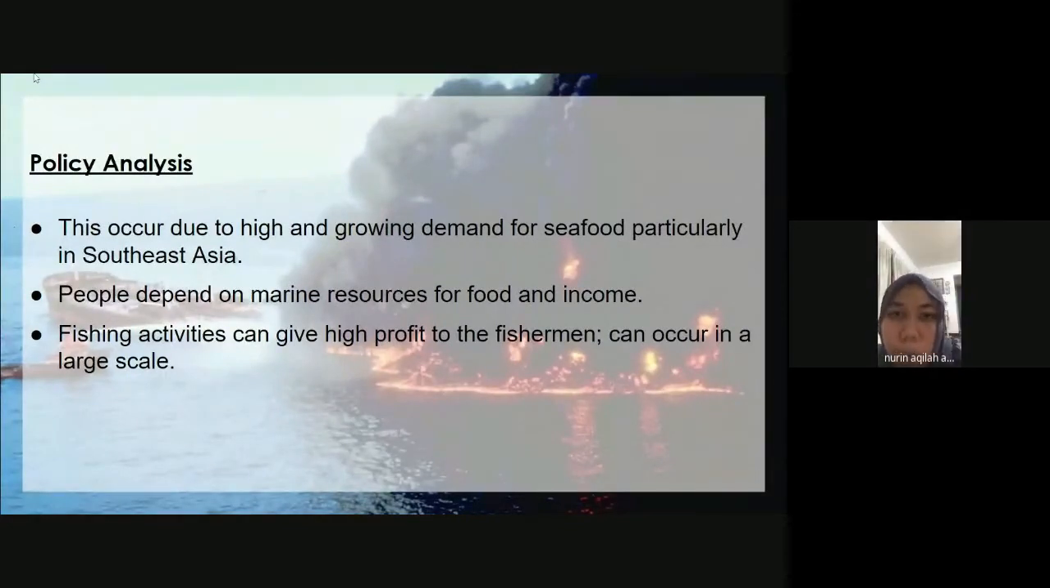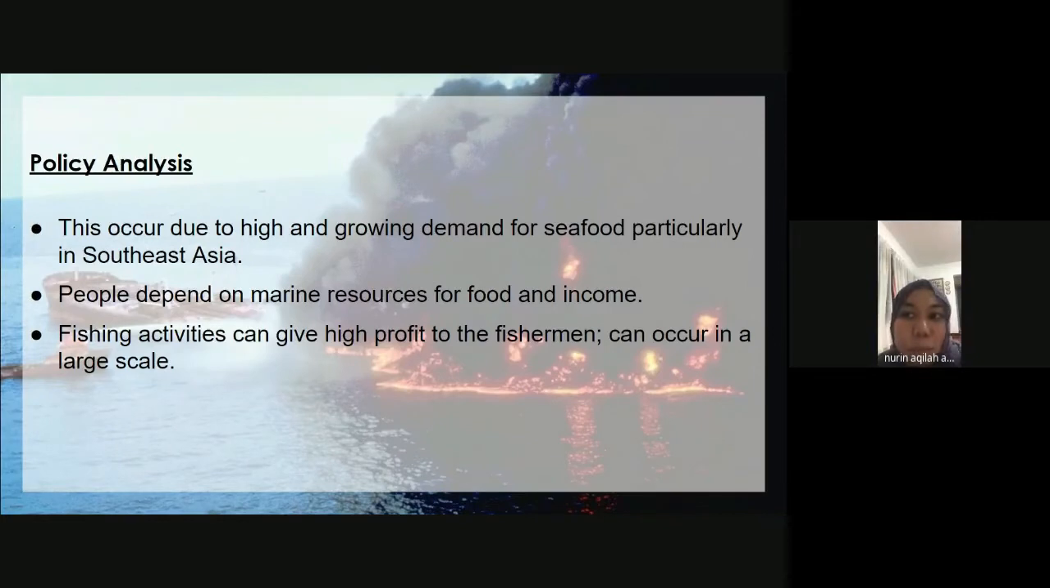So, consistent with our topic, which is overfishing, overfishing occurs due to high and growing demand for seafood, particularly in Southeast Asia. This is because people in Southeast Asia really depend on marine resources for food and income. Besides that, they also use fishing activities as an income for the fishermen. So this can occur on a large scale, which is they can practice this without impunity.